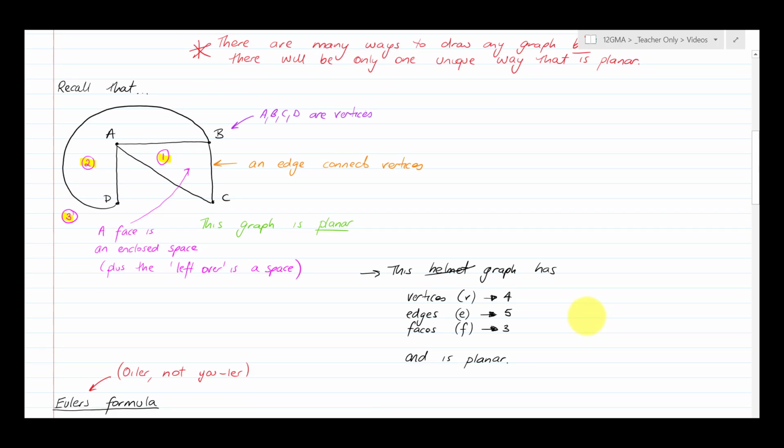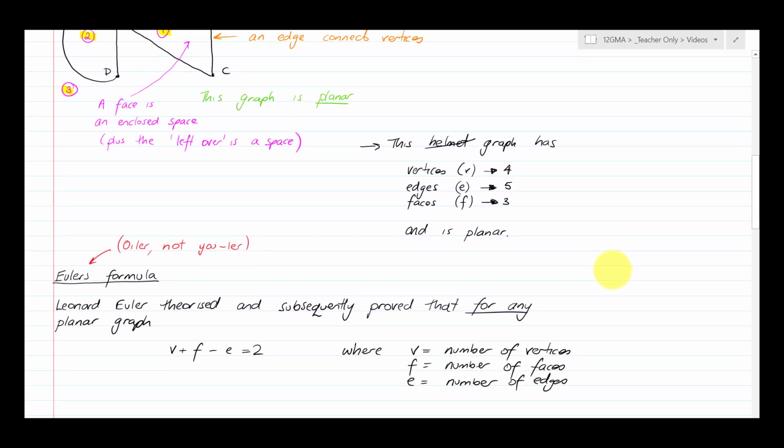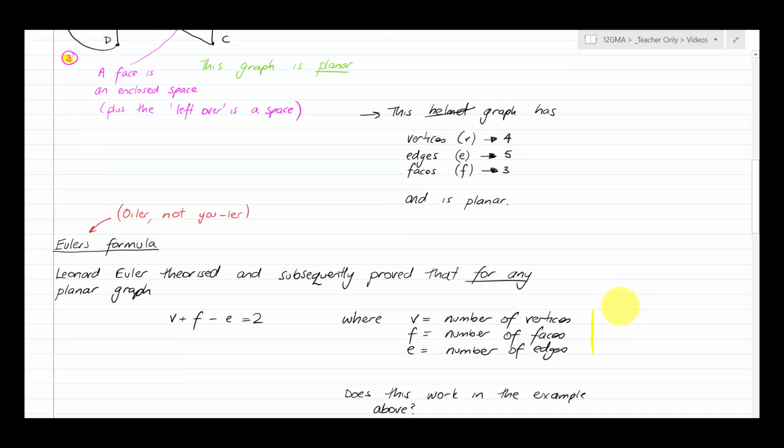That brings us to Euler's rule. Euler's formula, which was theorized by Leonhard Euler, and he proved it as well, says that for any planar graph, vertices plus faces minus edges is equal to 2. I've done my little variable definitions over on the side here. The number of vertices plus the number of faces minus the number of edges should always be equal to 2 in any graph that is planar, i.e. there's no crossover of edges.